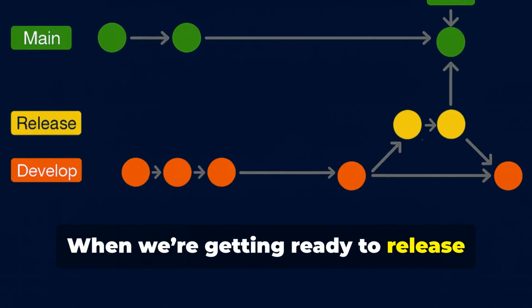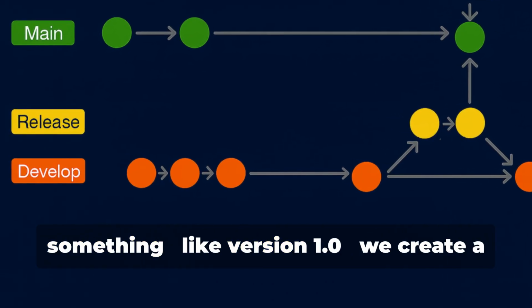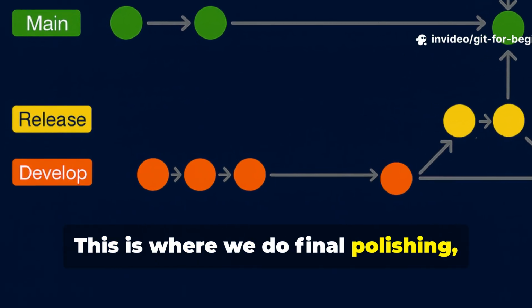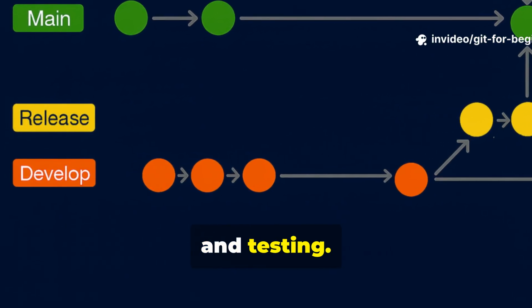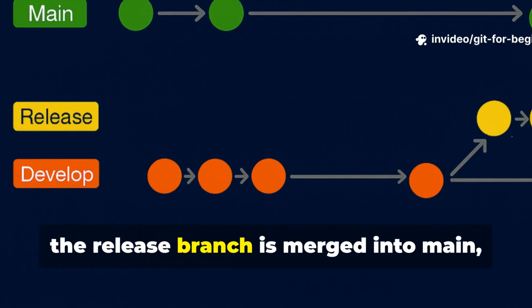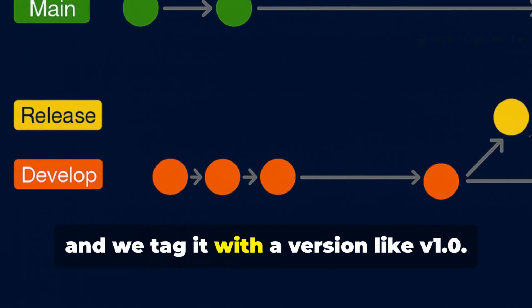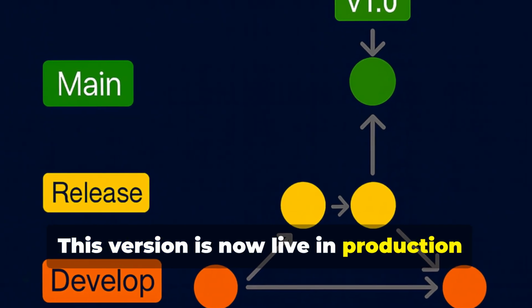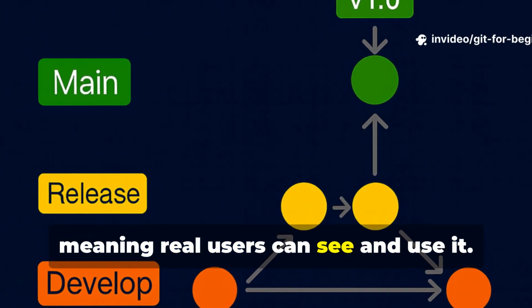When we're getting ready to release something, like version 1.0, we create a release branch from develop. This is where we do final polishing, small fixes, and testing. Once everything looks good, the release branch is merged into main, and we tag it with a version like v1.0. This version is now live in production, meaning real users can see and use it.